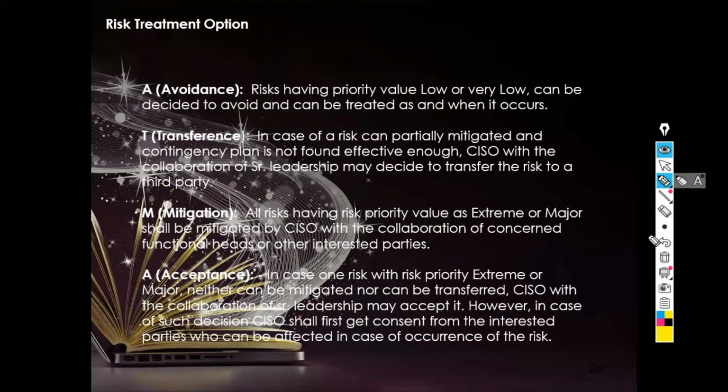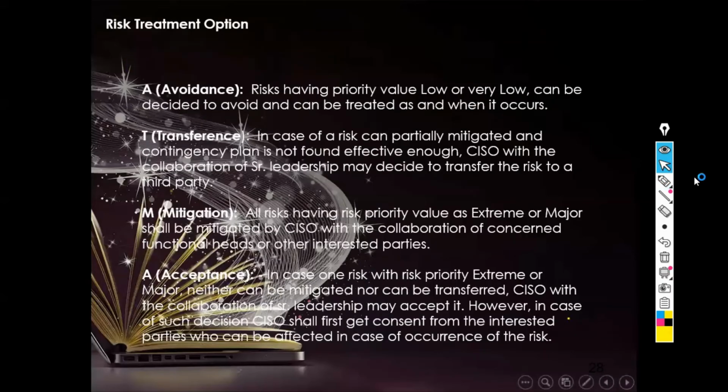Another thing is your risk mitigation. In the mitigation, we are going to mitigate the risk. And risk acceptance. The last thing is your risk acceptance. In the risk acceptance, we can accept the risk based upon the priority of the risk. We can take a decision, like your chief information security officer can take a decision to accept the risk, because those risks cannot have major impact to the organization.